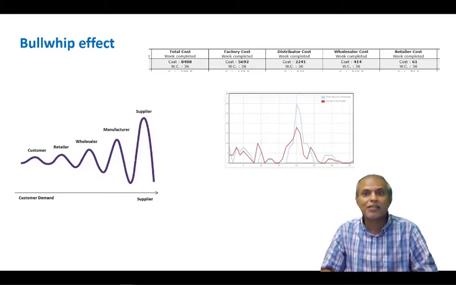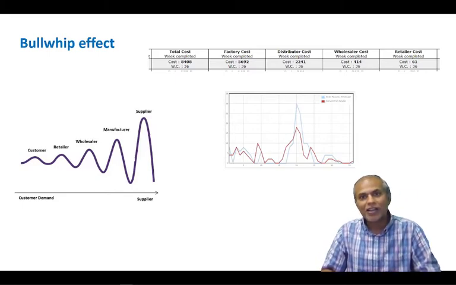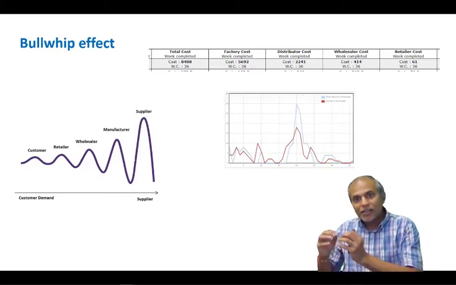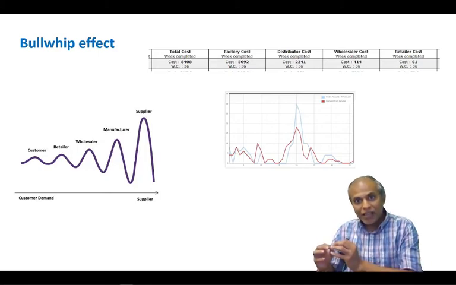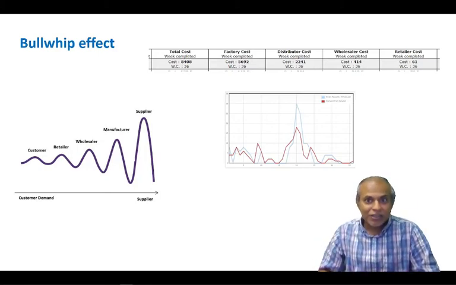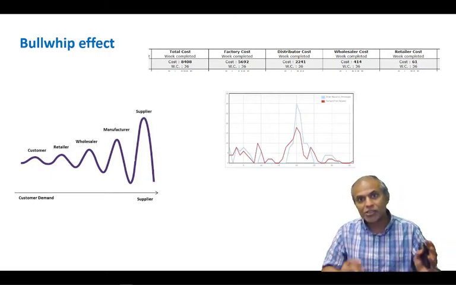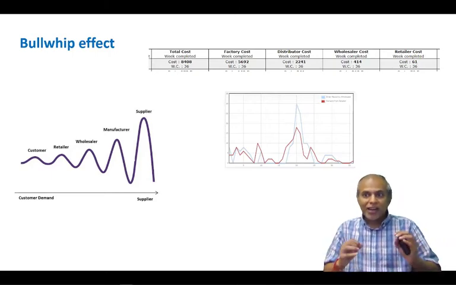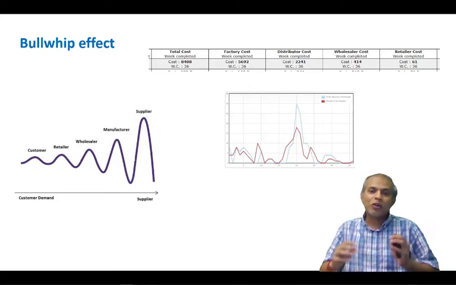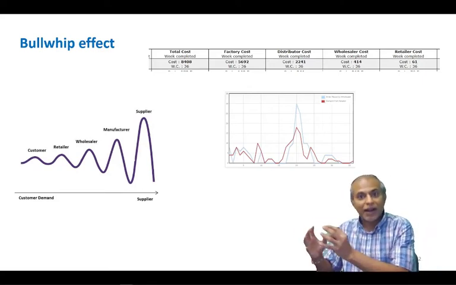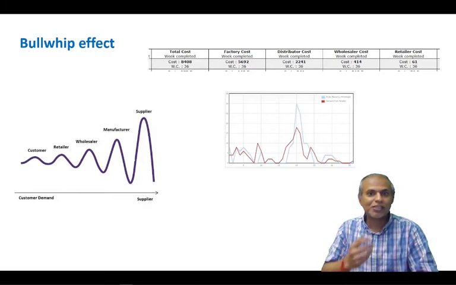And even within a particular entity, this is a graph of a particular warehouse. I see that the warehouse demand variability, which is the red curve, is substantially lower than the warehouse's supply variability, which is the blue line. So the warehouse's purchase has more variability than the warehouse's demand, okay, which is causing the bullwhip effect.